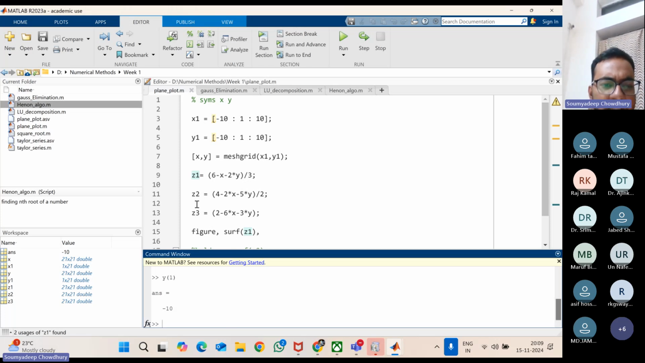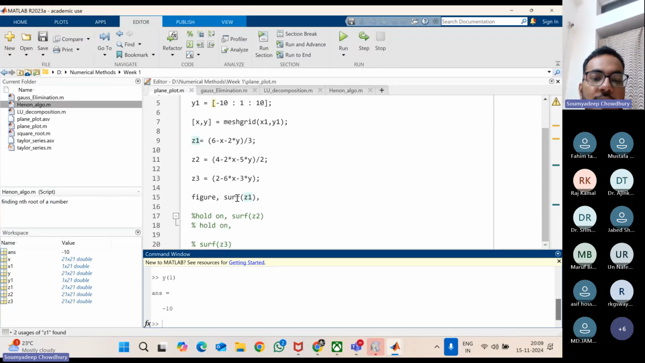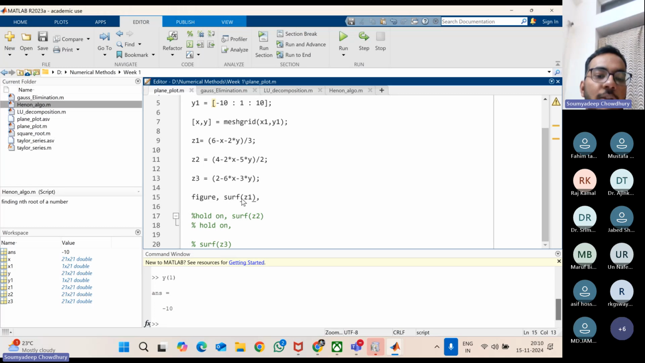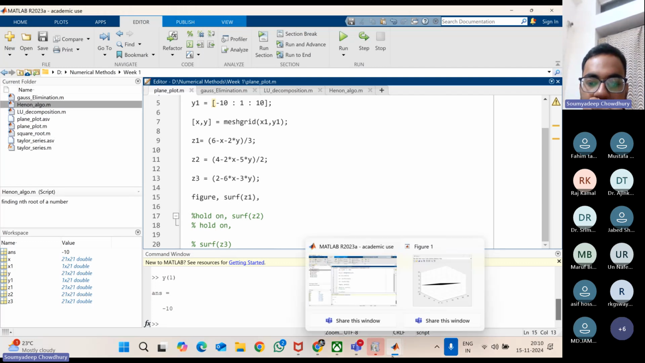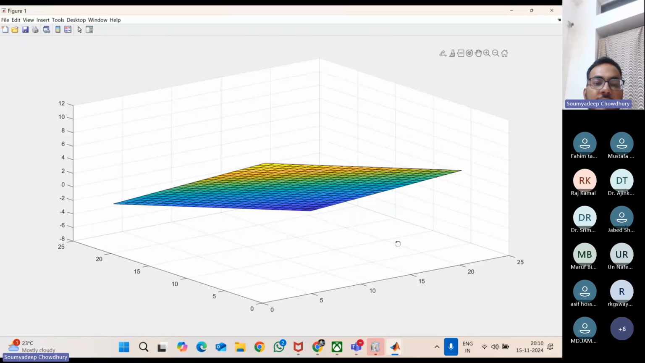Now just forget z2 and z3 for now. Then in line 15, we have the figure of surf of Z1. The surf command is used to plot the surface, that is, a plane or 3D surface. In order to plot that, we use the surf command. Now if I see the result of this, you can see here, this is a 3D plane. I can rotate it and show you.